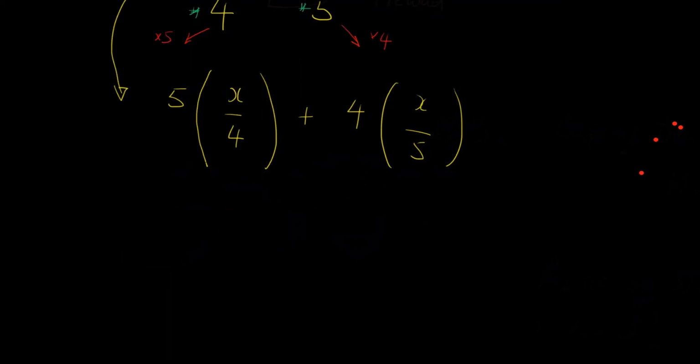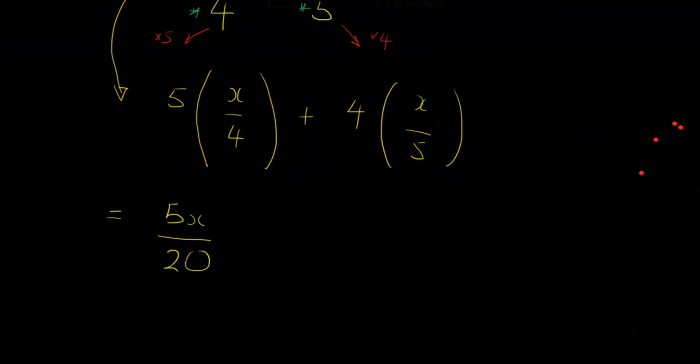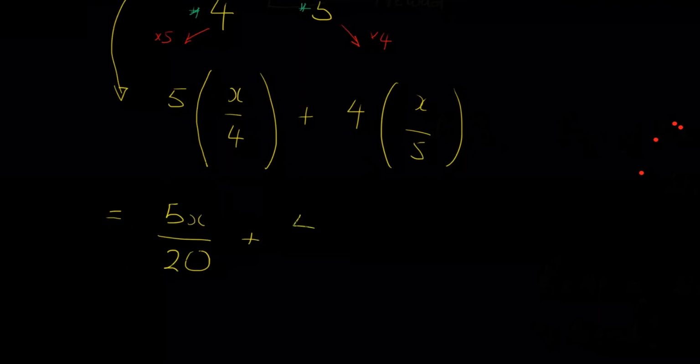Right, so this equals 2. So what's 5 times x equal to? 5x. And 5 times 4 is equal to 20, as we just said. We're aiming towards 20. And then the next one, what's 4 times x? 4x. And the bottom bit, 20. Right, so tell me then, what's 9x over 20?